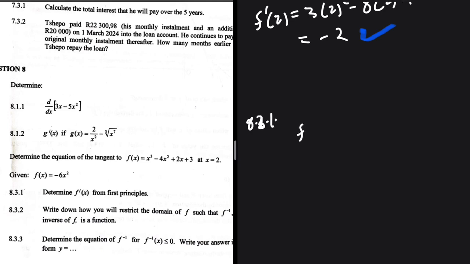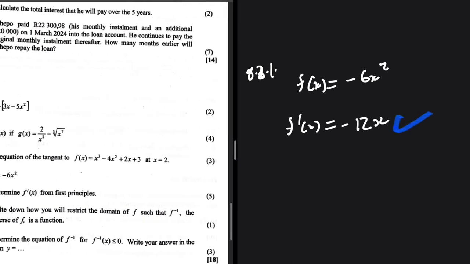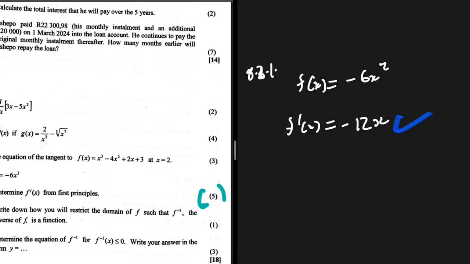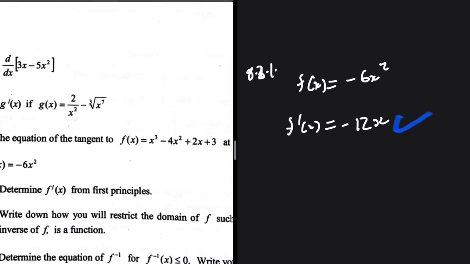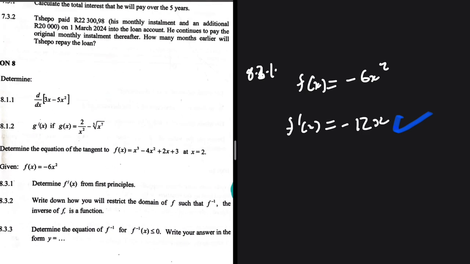And then 8.3.1, we're supposed to find f prime of x using first principles, if f of x equals minus 6x squared. I'm not going to do this one just for the sake of time. But ultimately, the answer we should get is f prime of x equals minus 12x. But you're supposed to use first principles. You can see the mark allocation is 5. Easy marks, really. Free marks. You're not supposed to use the power rule, you're supposed to use first principles. The power rule just helps you to see if you've done the correct thing.